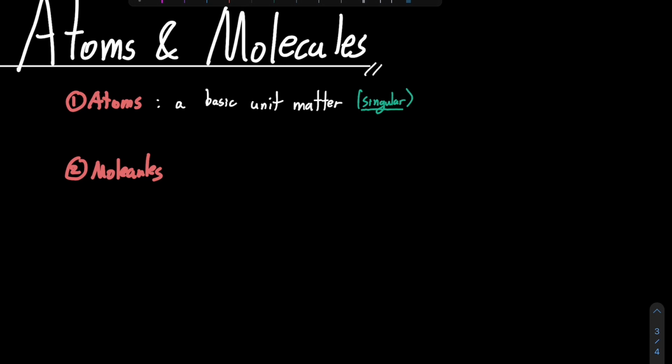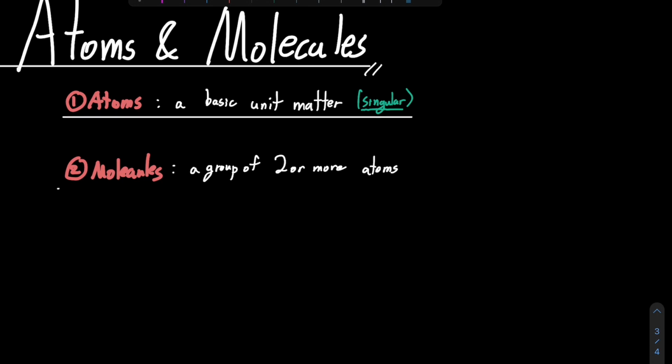When we talk about atoms, we are most of the time going to be referring to them as singular atoms. Now, molecules, on the other hand, are on the same scale as atoms, but they are a group of two or more atoms. So atoms are basically a unit of matter, and molecules are a group of atoms.